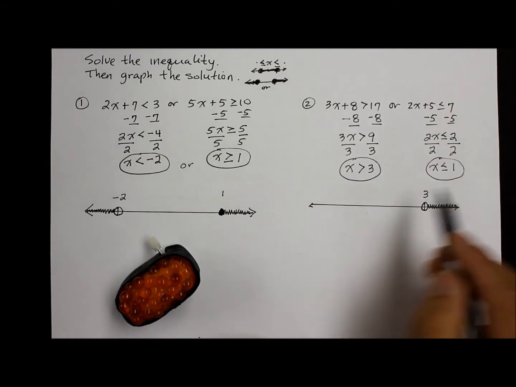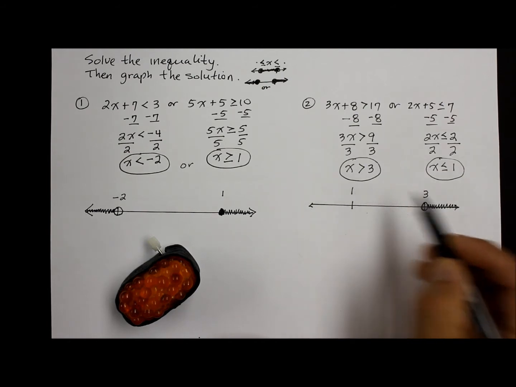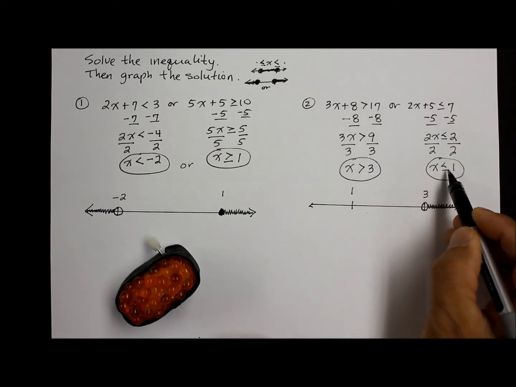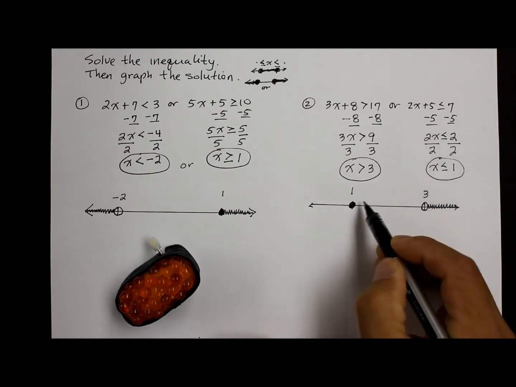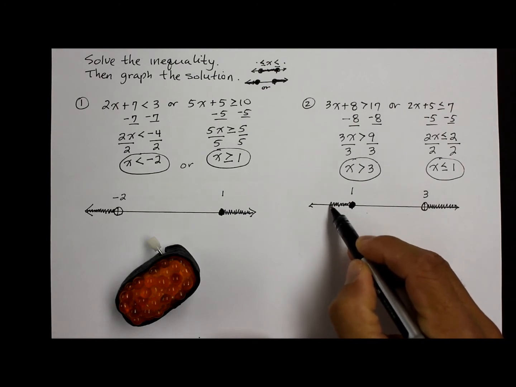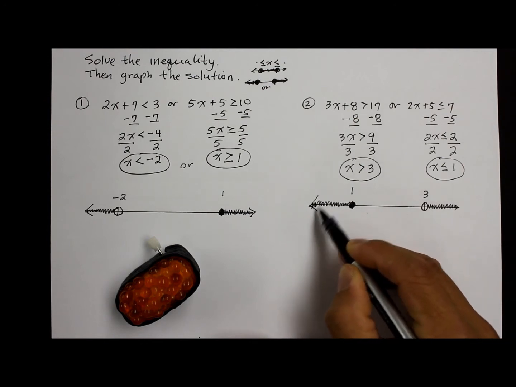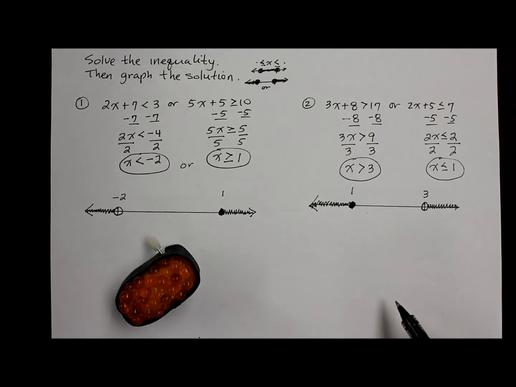Now the smaller number 1 is on the left. Again, x is less than or equal to. So since it's equal to, 1 is part of the solution. And less than means like 0, negative 1, negative 2, which is all on the left side of 1.